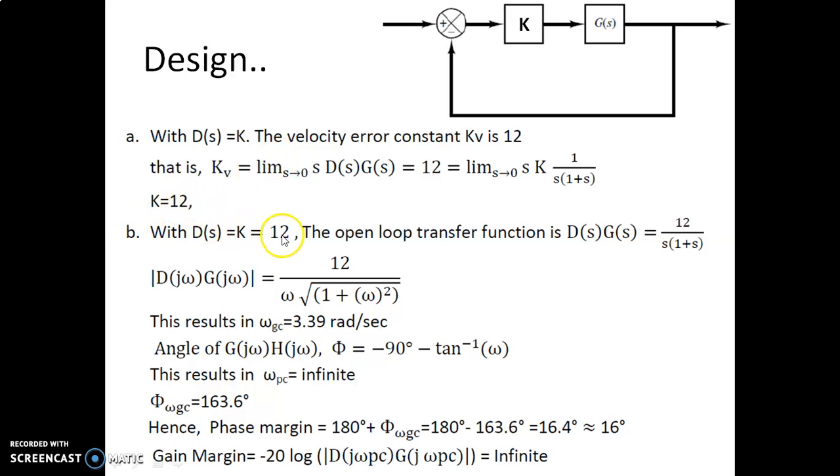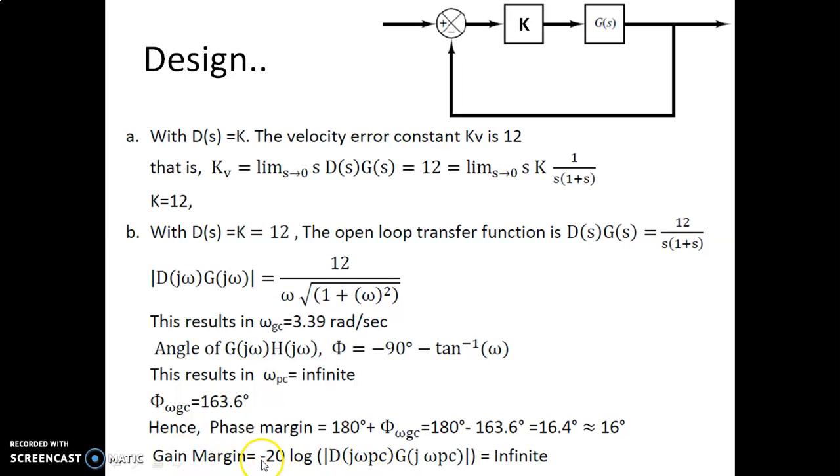With this DFS as 12, we will find out the phase margin of this system. The transfer function comes out to be 12 into s into 1 plus s. So omega GC comes out to be 3.39 by equating this magnitude to 1. And this is the phase equation; the phase corresponding to omega GC is minus 163.6, from which we get the phase margin as hardly 16 degrees. The gain margin is infinity.